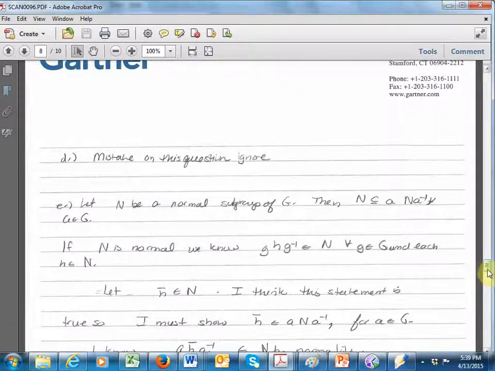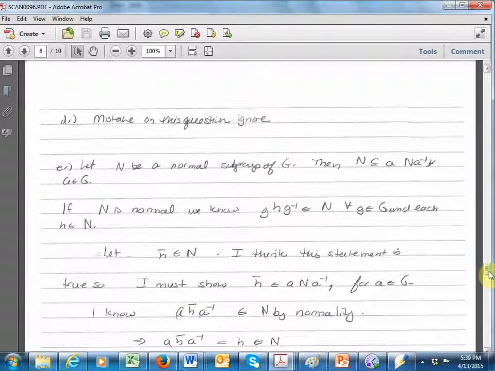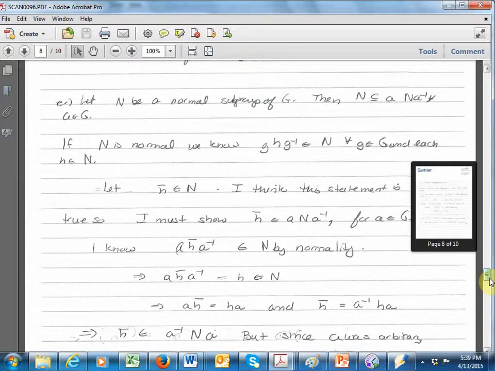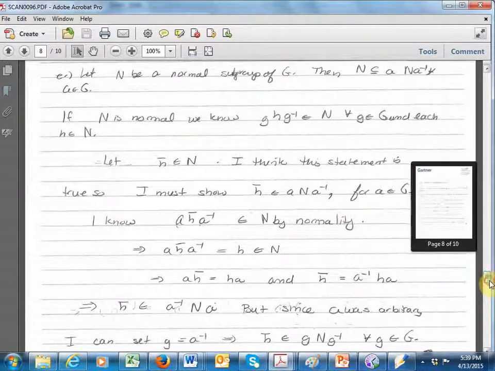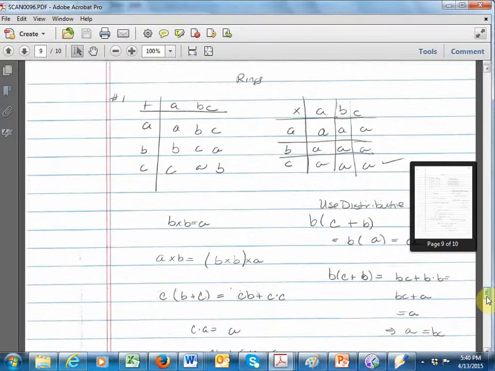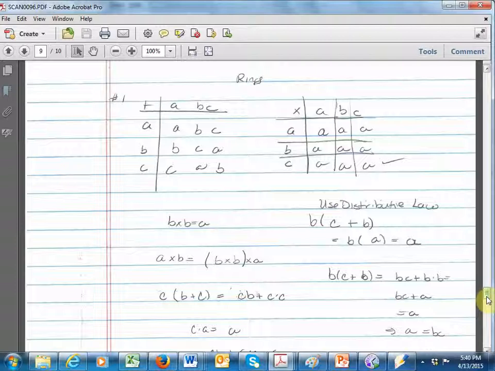E wasn't bad either. If N is a normal subgroup, prove that N is a subset of A inverse. That's not at all terrible to prove. It's just following the rules of subset and going through it. So as far as I thought, only B was the bad one, the one where you had to prove that the information you're given looks so wildly different from what you have to show. The ring part was interesting because it's a puzzle. So if you enjoy puzzles, you enjoy this problem.